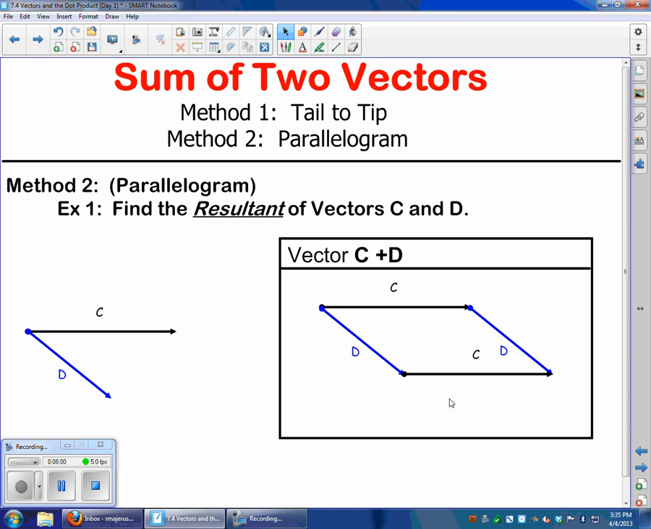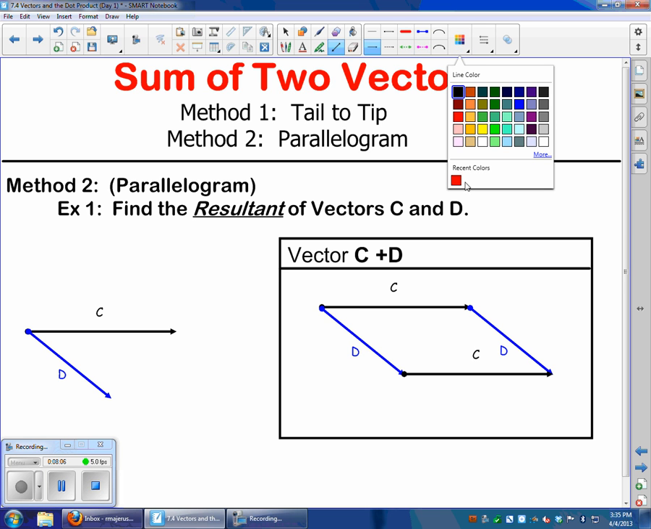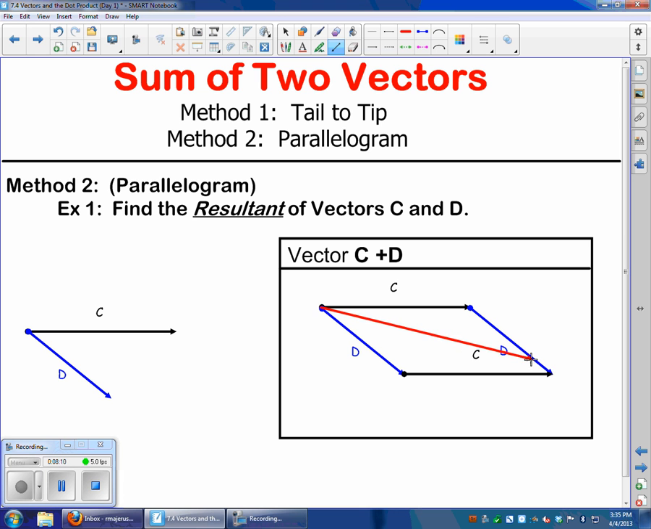And like I said, both methods are important. We do want to know how to use both, because at certain times we get a little more information with one than the other. And again, the resultant here, or vector C plus D, would be the diagonal that is formed between those two. So this vector here is what we call vector C plus vector D. And that is also called the resultant of those two vectors.